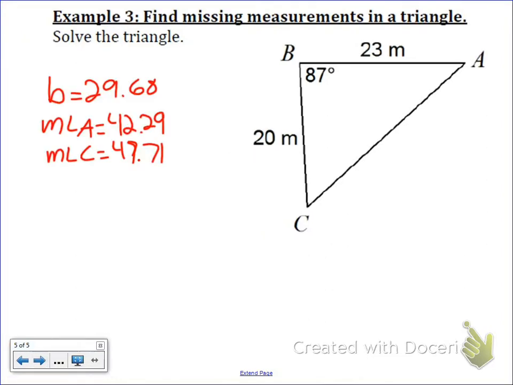All right, so we get b equal to 29.68 approximately. This is going to be in meters. And then angle A is going to be about 42.29 degrees approximately, and the measure of angle C would be approximately 47.71 degrees. So that's it for law of cosines.